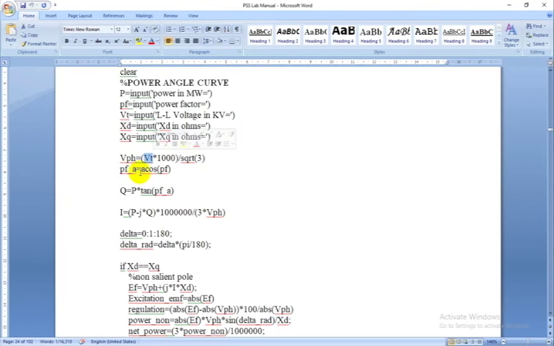So power factor angle you can find. Power factor cos phi is equal to 0.8. So the power factor angle is cos inverse of 0.8. Cos inverse is nothing but acos.